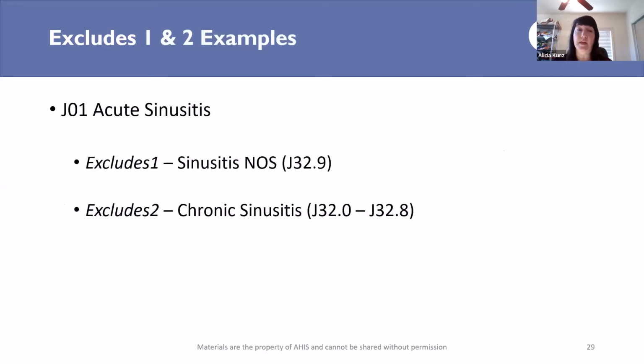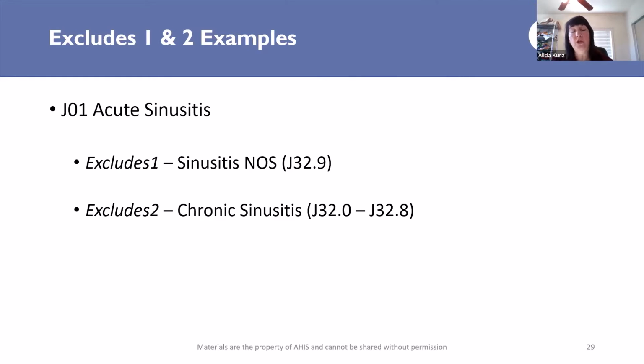J01 is the code for acute sinusitis. There is an excludes 1 note saying do not use sinusitis not otherwise specified, J32.9, at the same time as J01 acute sinusitis. The rationale is that acute sinusitis is a specific diagnosis and a specific code, but sinusitis NOS is unspecified. So if you have documentation of acute sinusitis, that's the code you're going to use. You don't need to also use a not otherwise specified code, because that would be contradictory.